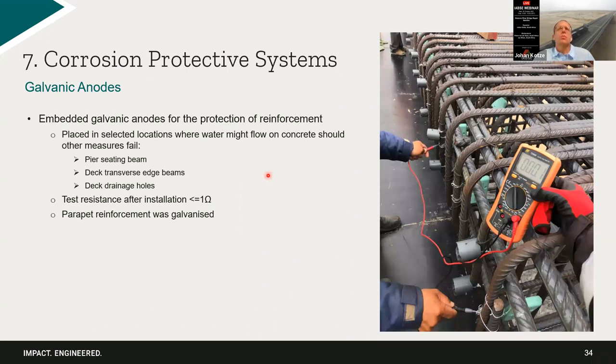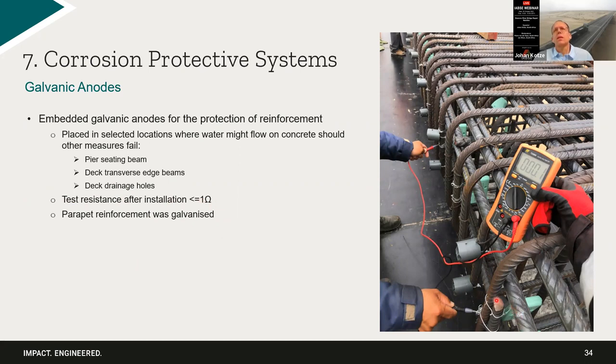This brings me now to the last portion, just a bit more on the protective systems we introduced to protect the bridge, and hopefully ensure that it lasts longer than the previous repairs. The first one was the galvanic anodes that were added. That was on the pier seating beam, the transverse edge beams of the deck, and then the deck drainage hole, square meter around each deck drainage hole. It was important that it always be tested to ensure that the resistance is less than 1 ohm.